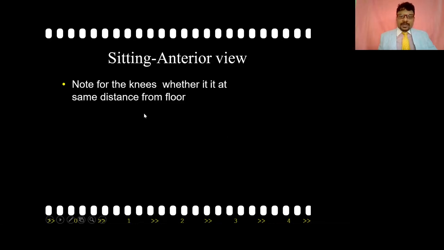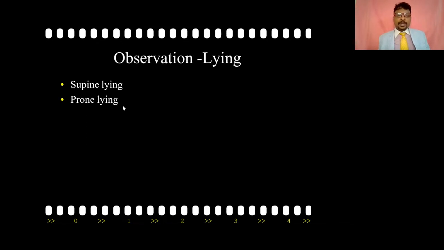Next, we have to check for any distance from the floor, left or right. Are both feet contacting the ground equally or not? We have to check in sitting. Sometimes those who have an abnormality have one leg crossed in sitting or one leg on the ground, so there may be a chance of an abnormality.